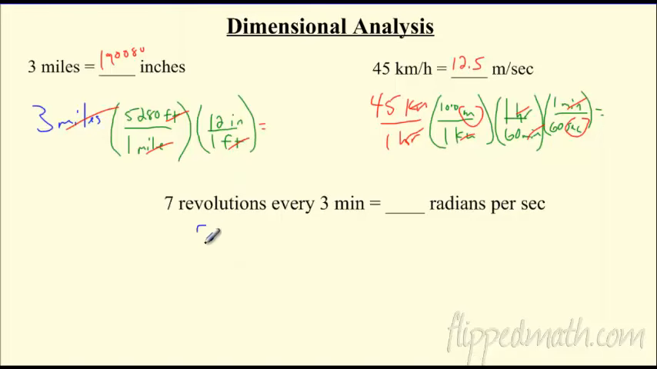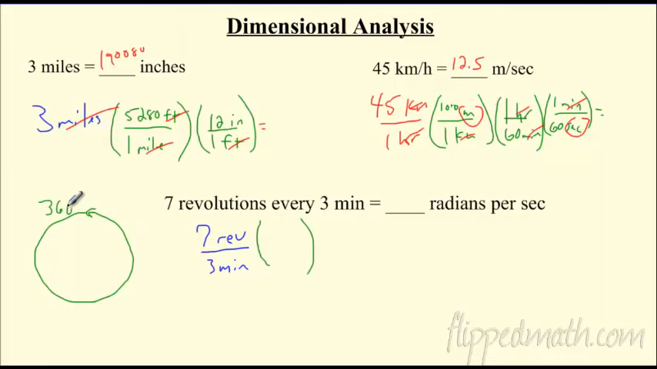What about revolutions? 7 revolutions every 3 minutes. So I want to convert this into radians per second. This is the direction we're heading. So it's the same idea. What do I know about revolutions? Well, a revolution, not in a war kind of sense, but in a circle kind of sense. One revolution is how many degrees? If you do one revolution, you do 360 degrees.